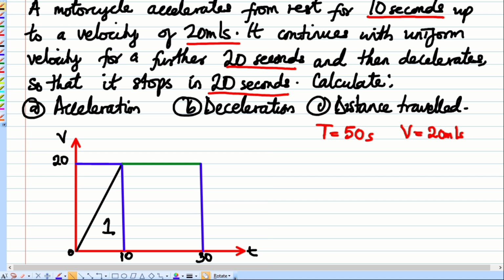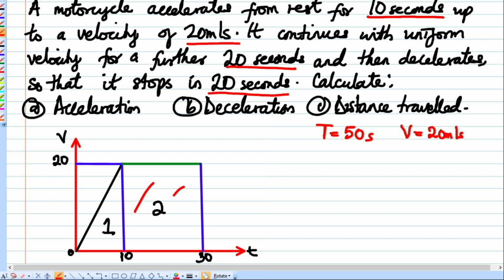So that would be the second part of this journey. Alright, so what do you think acceleration will be on this second part? Remember, when velocity is constant, acceleration is 0. So acceleration on this second part of the journey is 0, so we can't calculate any acceleration there. However, we can calculate distance.